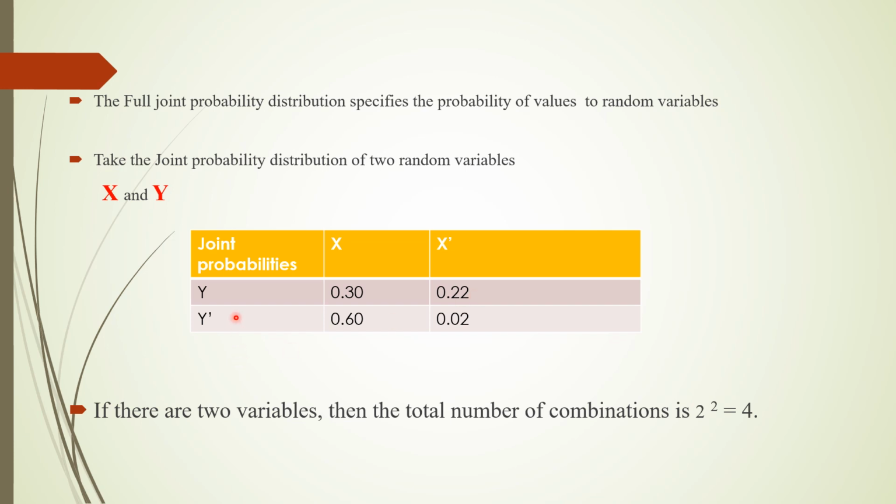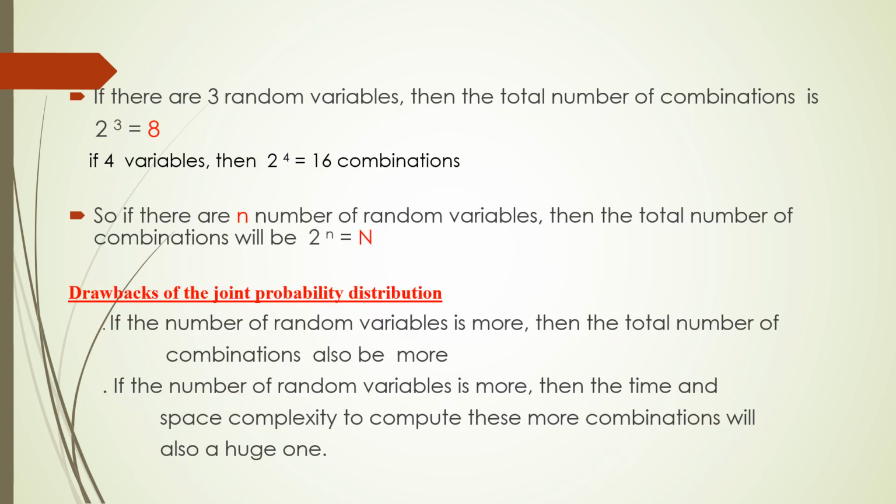Then not true, that is false. If y is false, x is true means the value is 0.60, and if both values are false means the value is 0.02. So if there are two variables, then the total number of combinations is 2 to the power of 2 equal to 4. And if there are 3 random variables, then the total number of combinations is 2 to the power of 3 equal to 8. And if 4 variables, then the total number of combinations will be 2 to the power of 4 equal to 16. So if there are n number of variables, then the total number of combinations will be 2 to the power of n. Okay. So as the number of variables increases, the combinations will also rapidly increase.